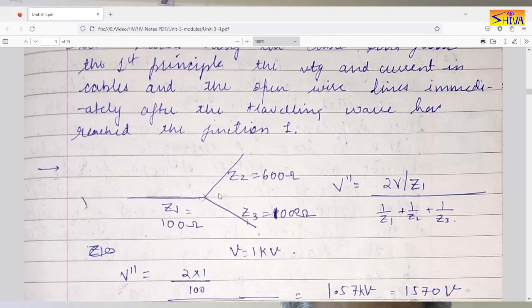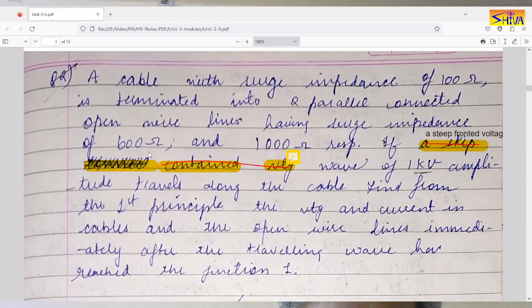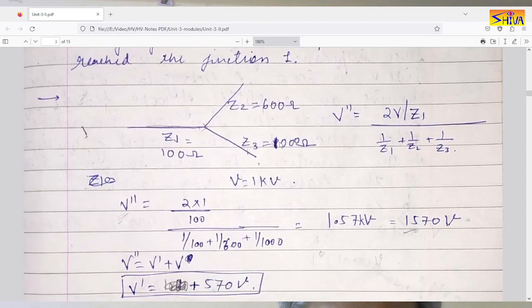Let us say these wires are having surge impedance of Z2 and Z3 respectively. The magnitudes are given as 600 ohms and 1000 ohms respectively. Now, when single line is terminating into two parallel lines, this is the equation we already computed for the transmitted wave. It is 2 times V divided by Z1, complete divided by 1 upon Z1 plus 1 upon Z2 plus 1 upon Z3. V is given 1 kV, Z1 is 100 ohms, Z2 600 ohms and Z3 1000 ohms.